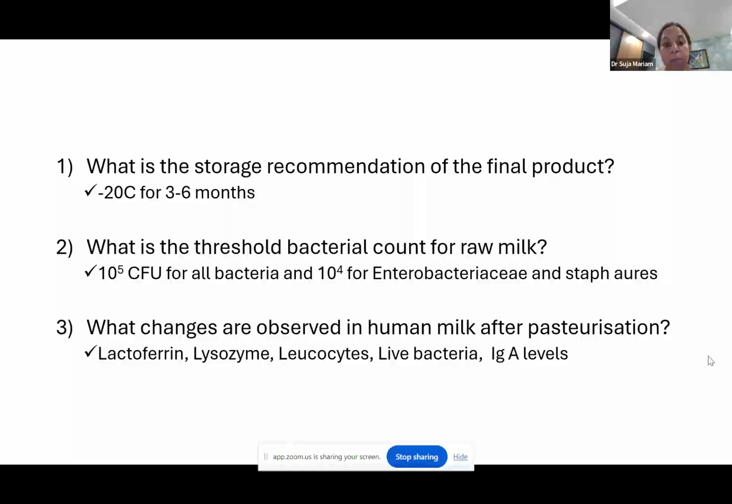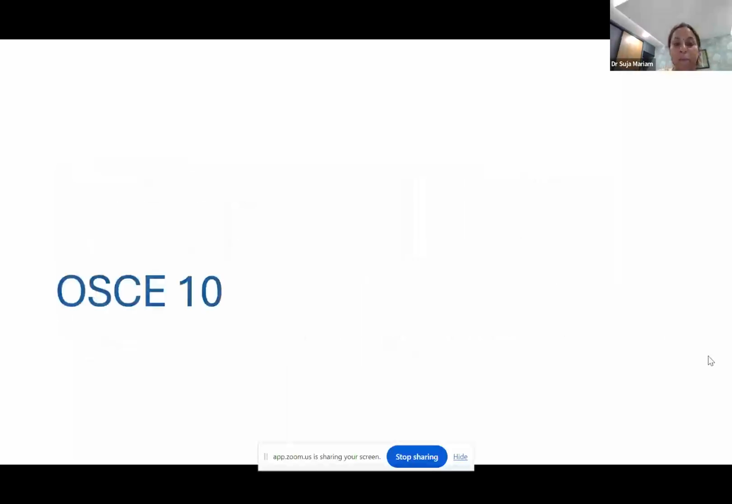And what changes are observed in human milk after pasteurization? I simply remember it as "all else". So lactoferrin, lysozyme, the live leukocytes and live bacteria are slightly less in pasteurized human milk. IgA levels are also slightly less in pasteurized human milk. The rest of the components are almost retained in the breast milk.